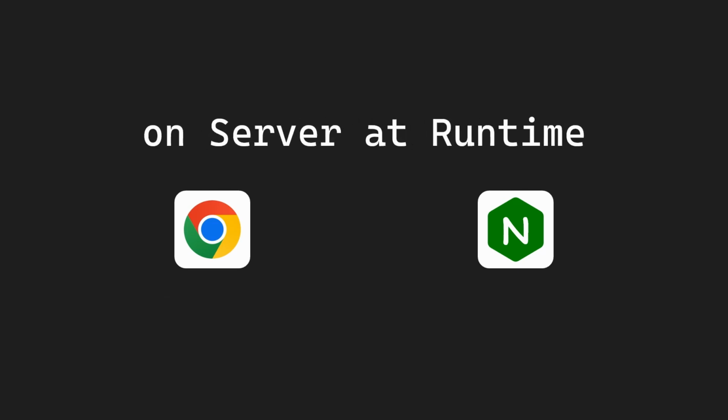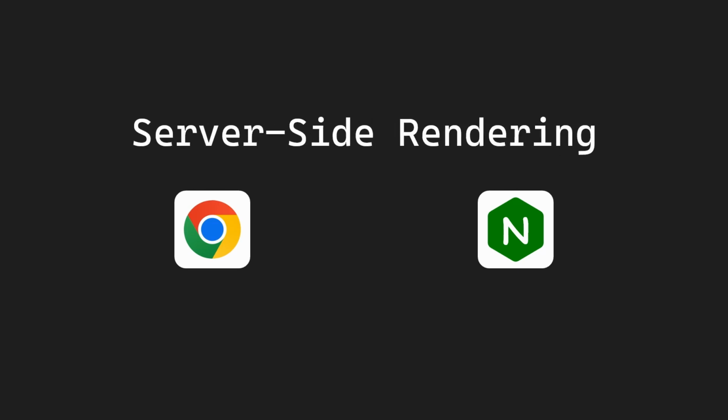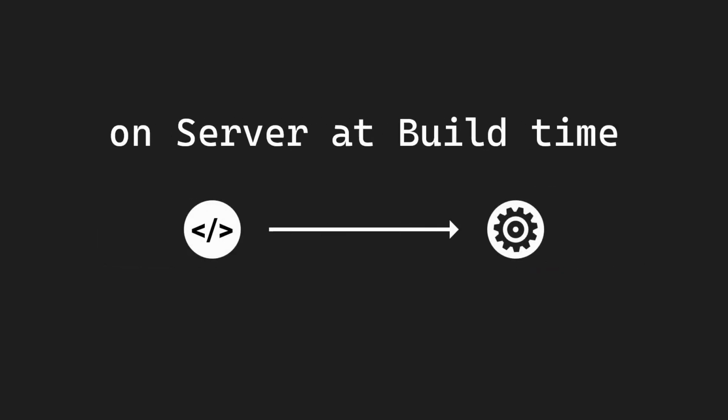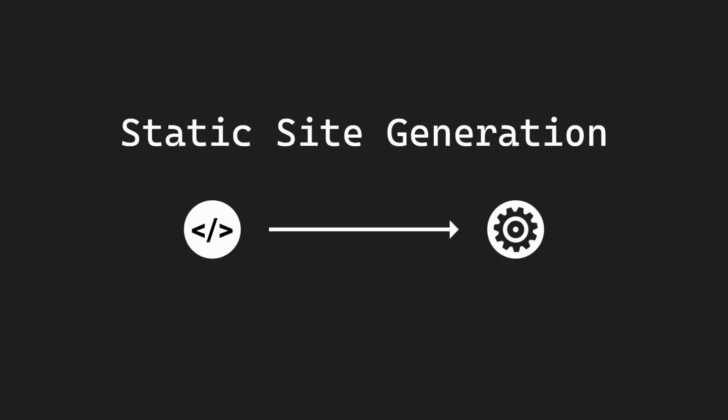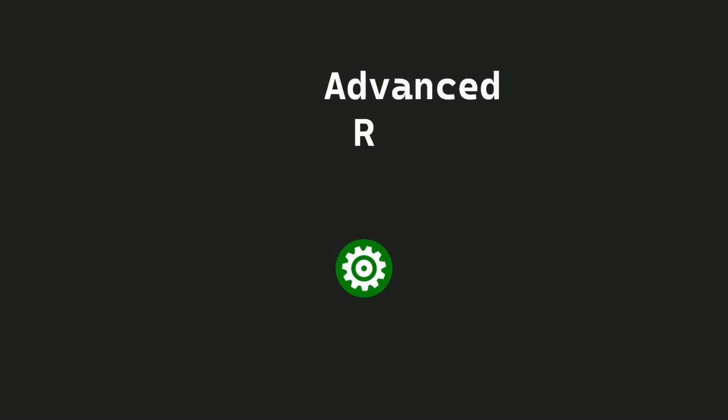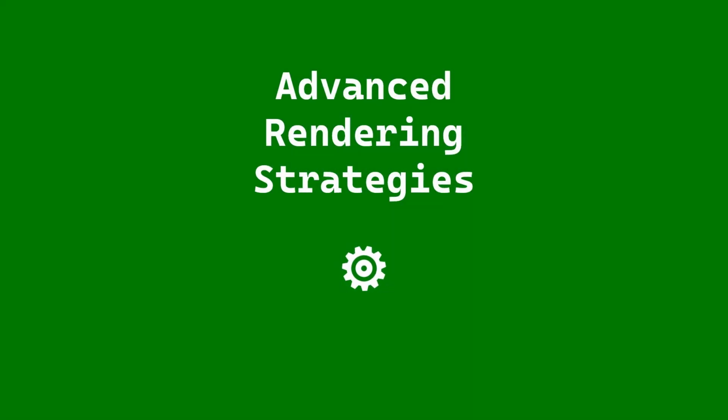The second strategy is called server-side rendering or SSR, which is, as the name suggests, the server renders the page and then sends it to the client. And the other strategy happens on the server at build time. We call it static site generation or SSG. And now, after we have learned the basics, let's move on to learn some advanced rendering strategies.